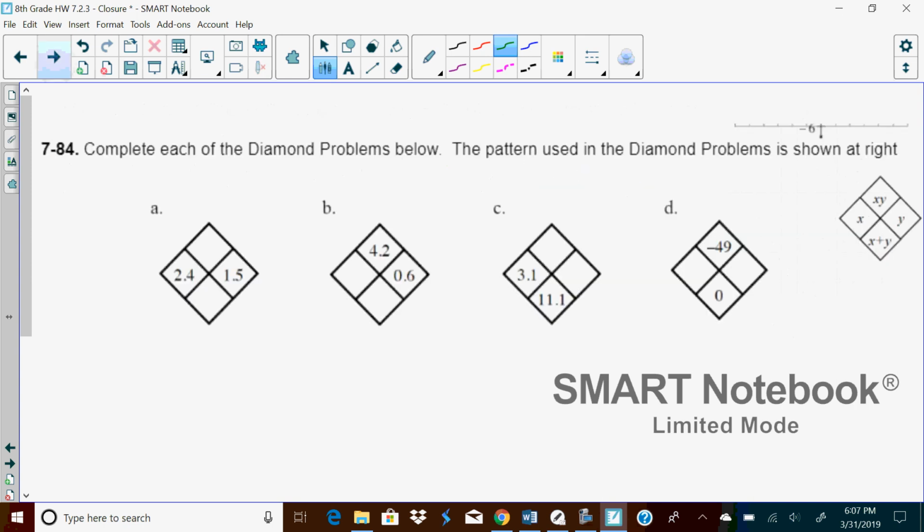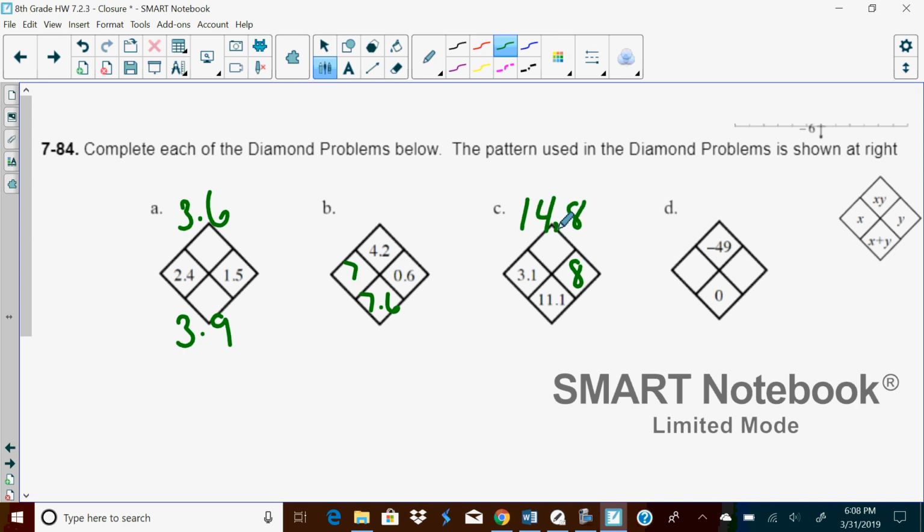84, complete the diamond problems. So remember that we multiply across to the top number, add to the bottom. So the bottom number is 3.9 in the first one, and the top is 3.6. 4.2 divided by 0.6 is 7. So I get 7.6 for that one. We subtract, so 11.1 minus 3.1 is going to give us 8. I multiply them together, I got 14.8.